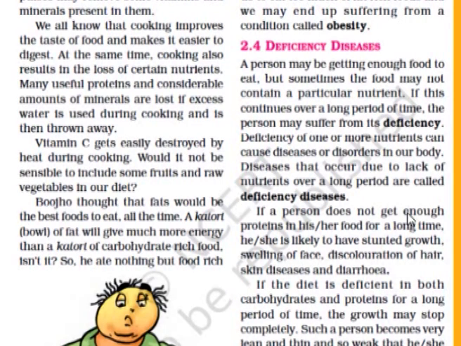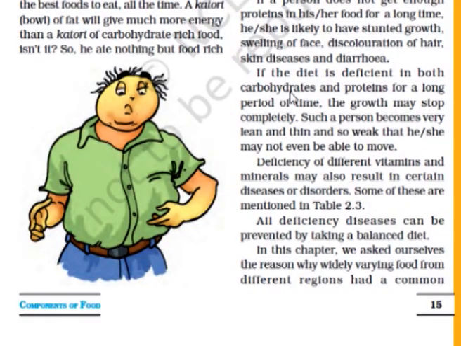If a person does not get enough protein in his or her food for a long time, he or she is likely to have stunted growth, swelling of the face, discoloration of hair, skin disease, and diarrhea. If the diet is deficient in both carbohydrates and protein for a long period of time, the growth may stop completely. Such a person becomes very lean and thin, and so weak that he or she may not even be able to move. Deficiency of different vitamins and minerals may also result in certain diseases or disorders.